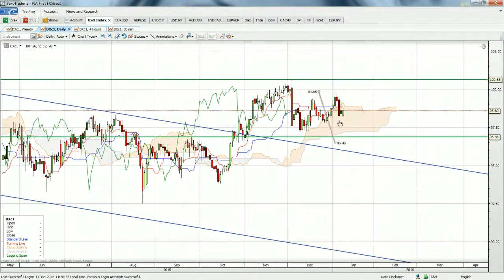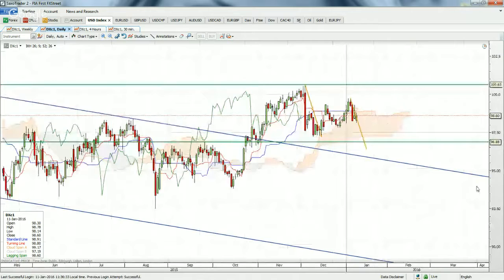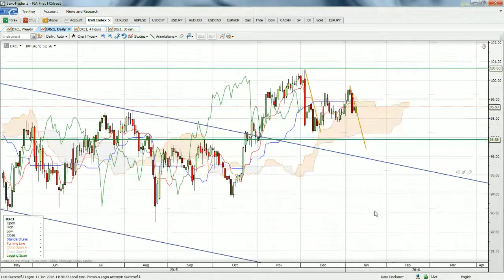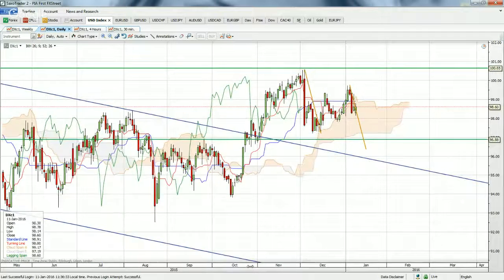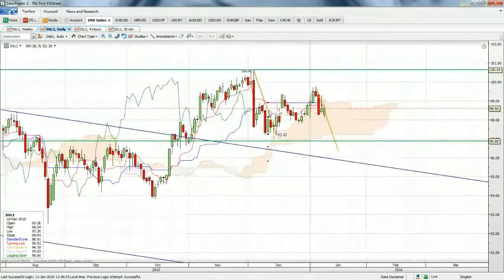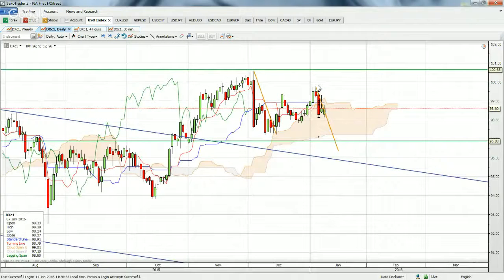Okay, so what I'm doing here is I'm just putting an ABCD formation on. So what we've done, we've had this strong move to the downside, again in 3 waves. We've then had a corrective move higher, again in 3 waves. Now, if this is to be a trend reversal, in other words, dollar bearish, then this has to be impulsive, because this will be the 3rd wave. So we'd say 1, 2, an impulsive move to the downside.